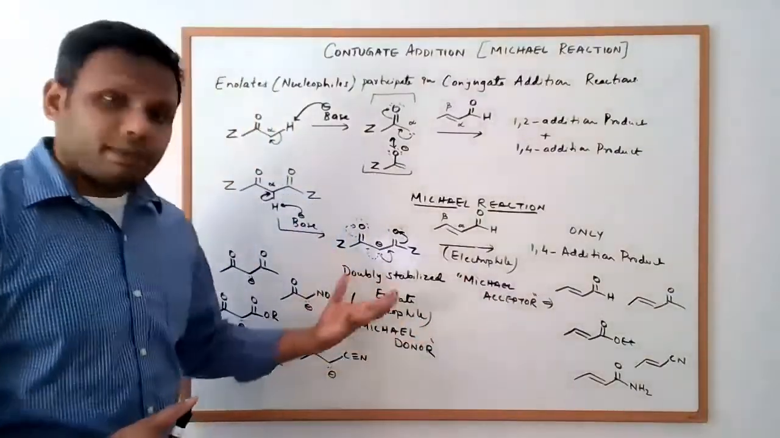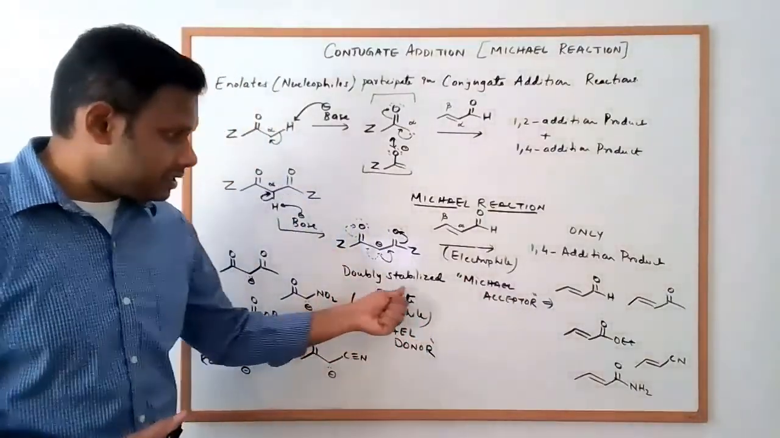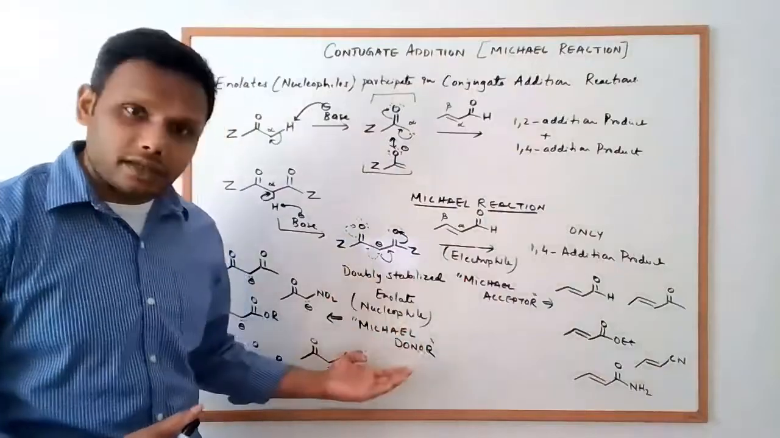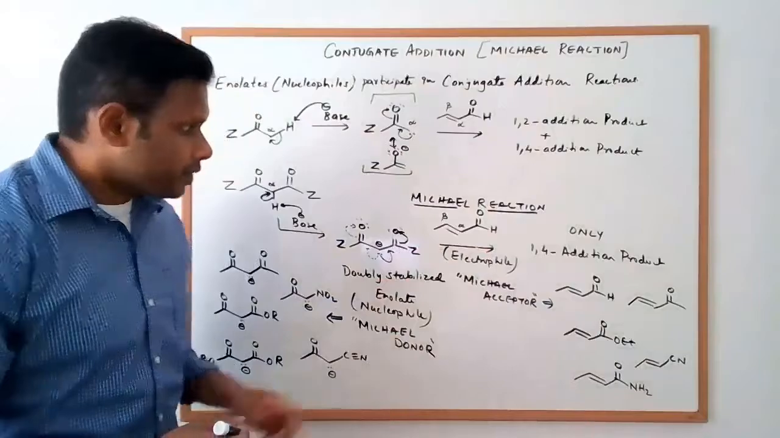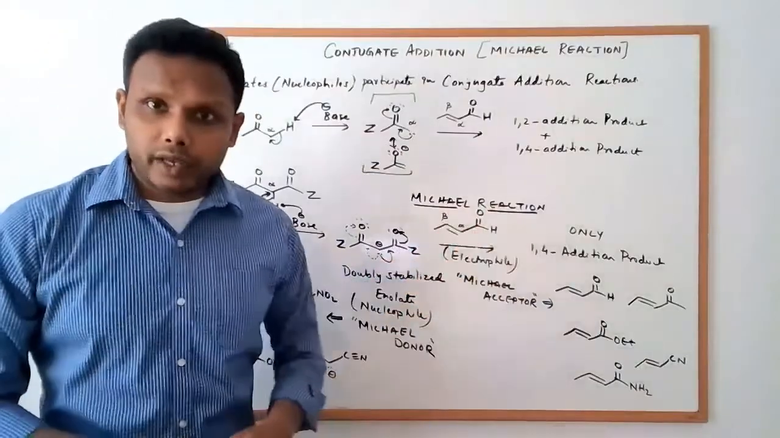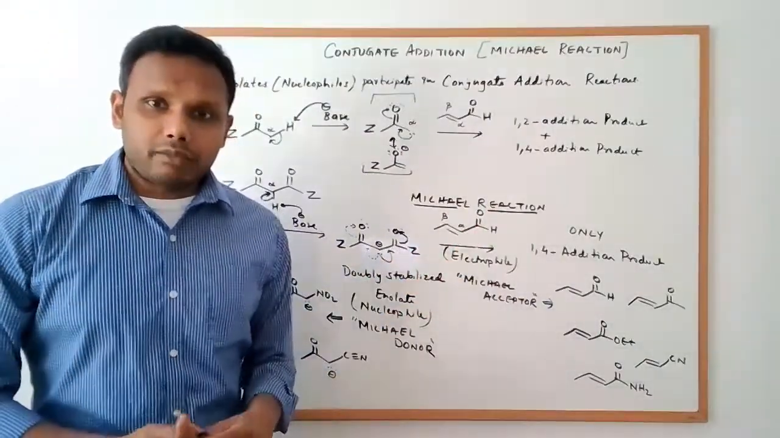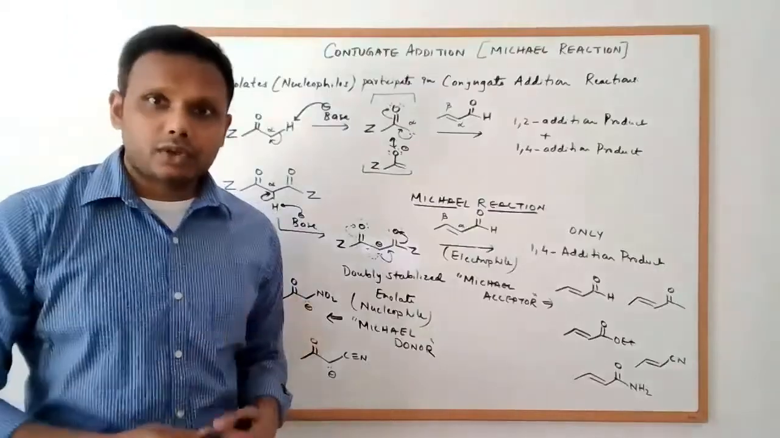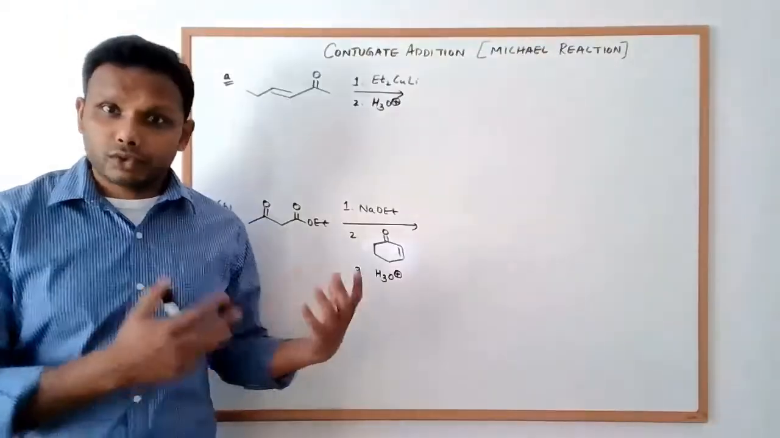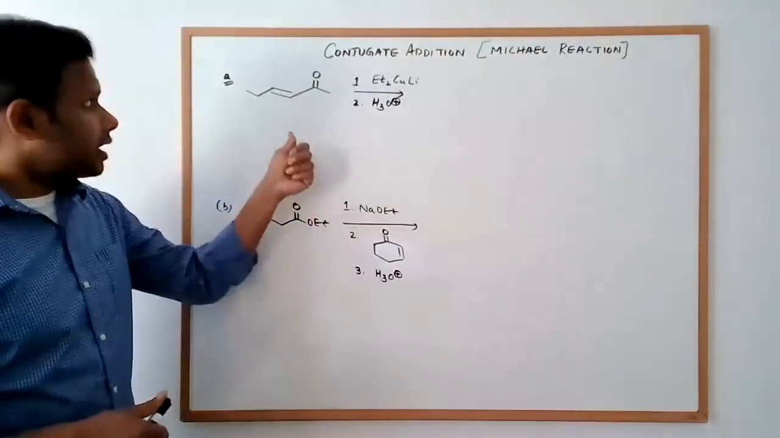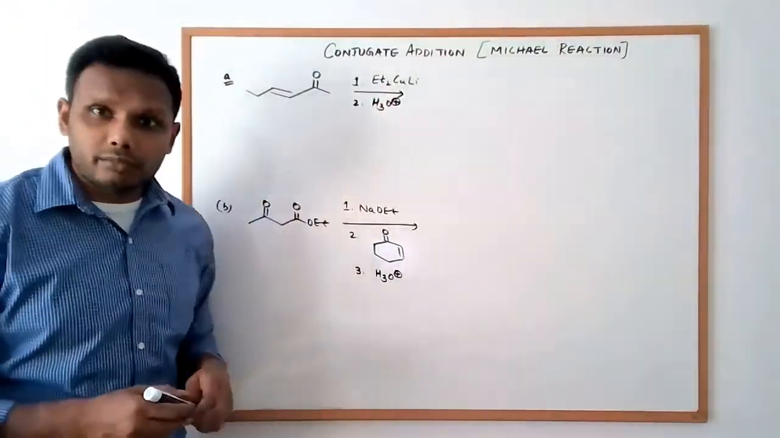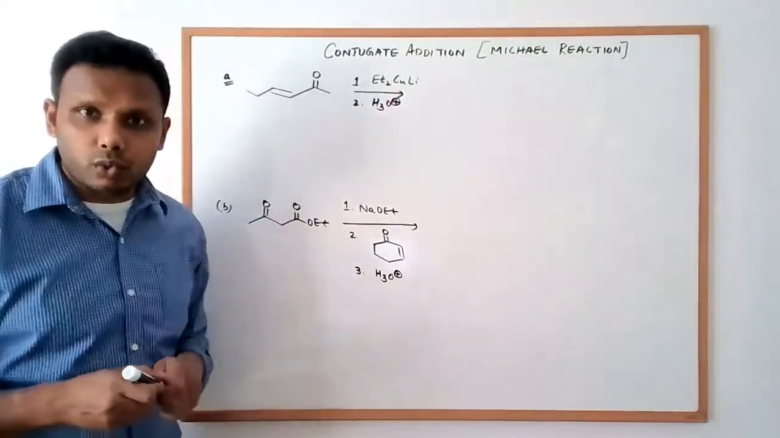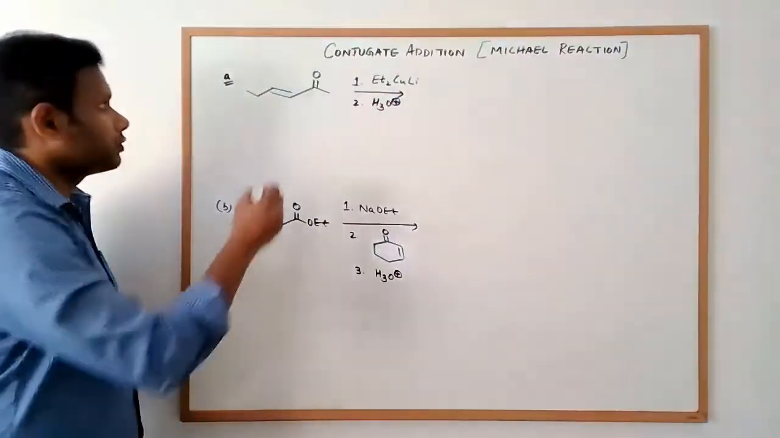Okay, so the specific case where a doubly stabilized enolate, which is the Michael donor, reacts with an alpha beta unsaturated compound, that's the Michael reaction here. Let's look at some examples of a Michael reaction or a Michael addition. So we have two examples here. In the first example, we have an alpha beta unsaturated compound reacting with a Gilman reagent, which is a good Michael donor. It is a stabilized nucleophile.